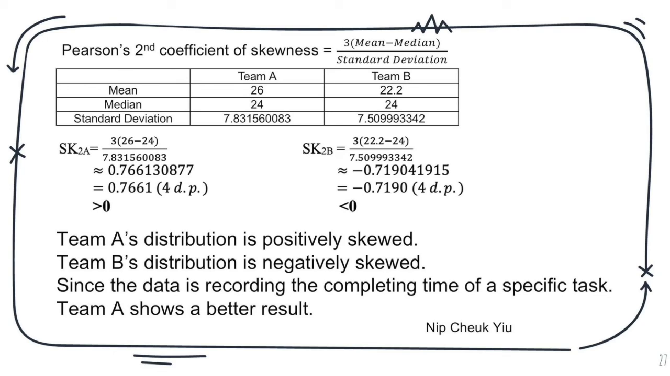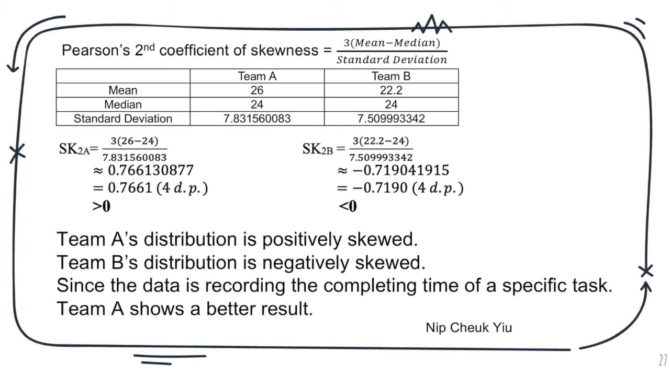For the sample standard deviation for Team A, we get 7.8315600083, and Team B is equal to 7.5099993342. Let us calculate the Pearson second coefficient of skewness. For Team A, we get 0.7661, correct to 4 decimal places. And for Team B, it is equal to negative 0.7190, also correct to 4 decimal places.